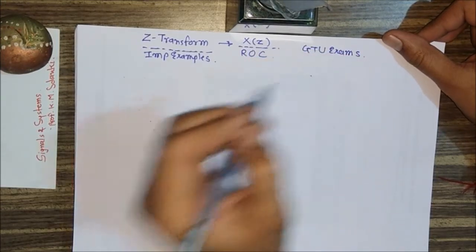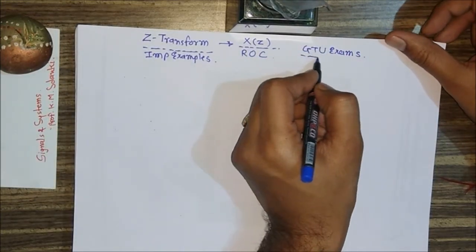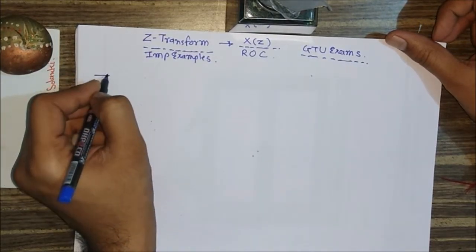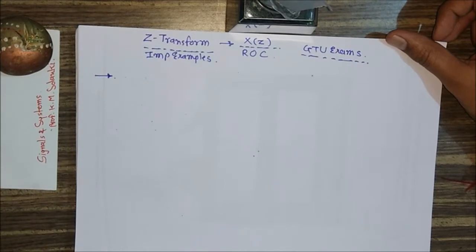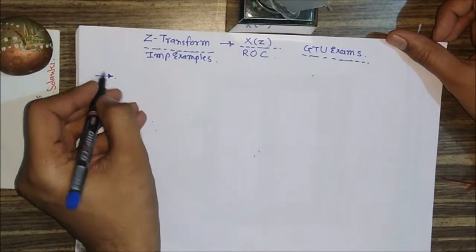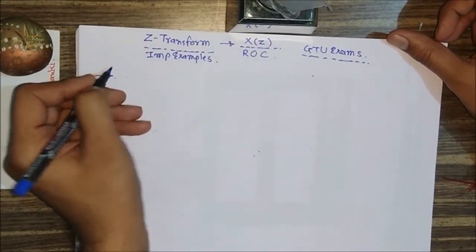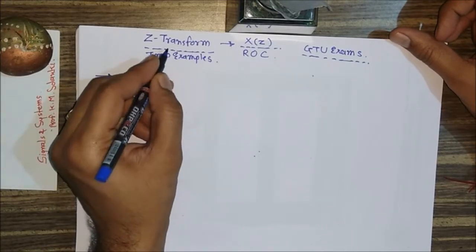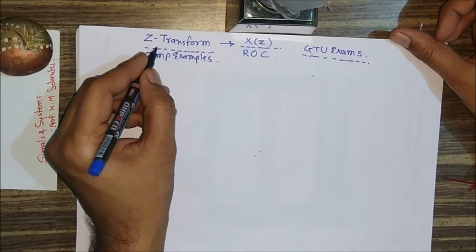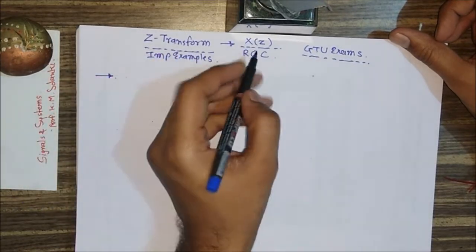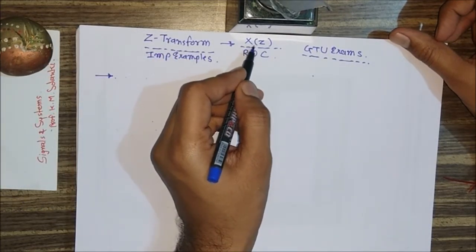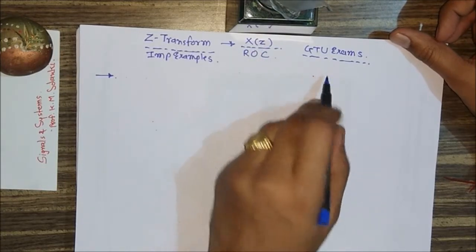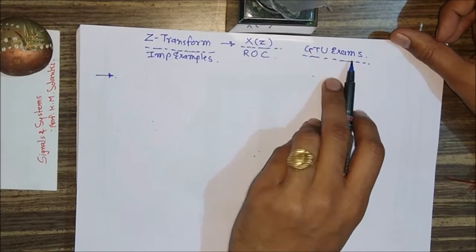repeatedly. So do not bother about GTU exams. If you follow this technique of solving the Z transform, then we will surely get full marks. So let us consider the mark weightage of examples related to Z transform. We should consider X of Z and ROC both combined give the full mark for our exam.